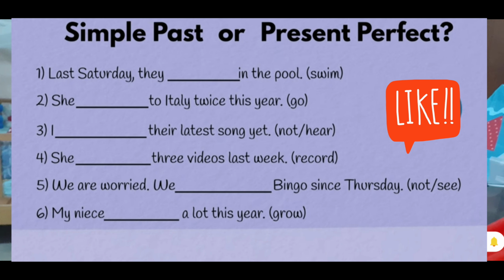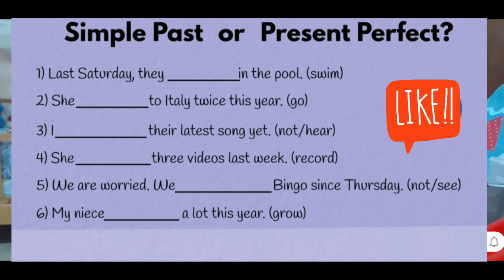Number 2. This year, which shows an unfinished time period. So has been, which is present perfect tense. Number 3. The use of yet. It tells us that this is an expected but uncompleted action. Hence present perfect tense is used. Have not heard. Number 4. Last week, which shows a finished time period, hence simple past.